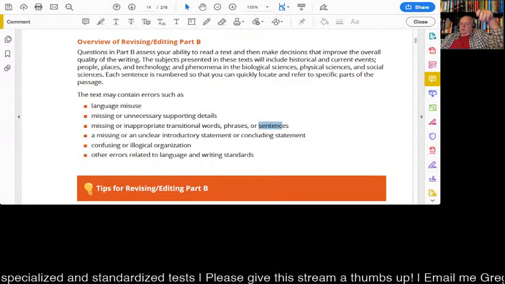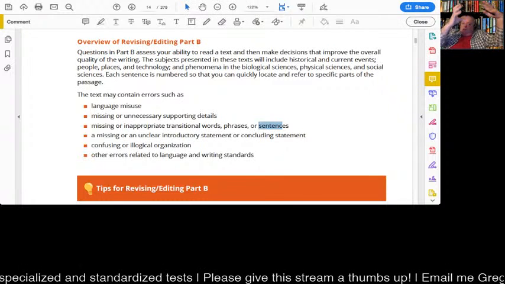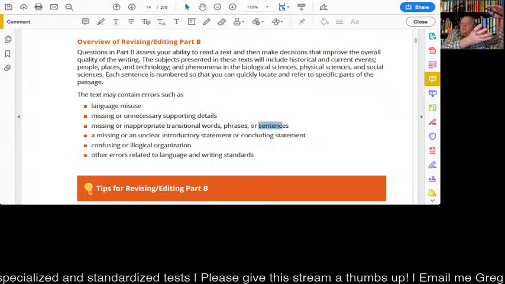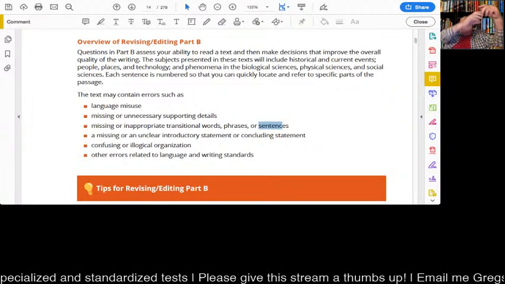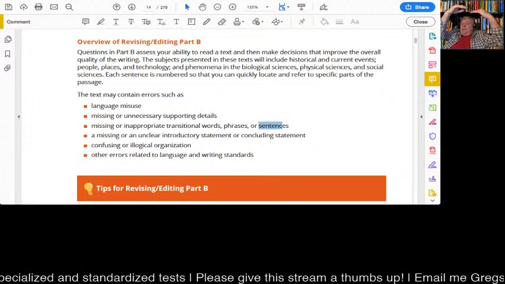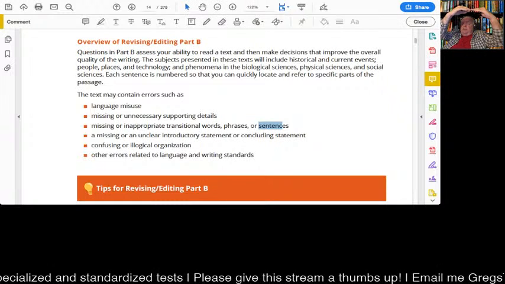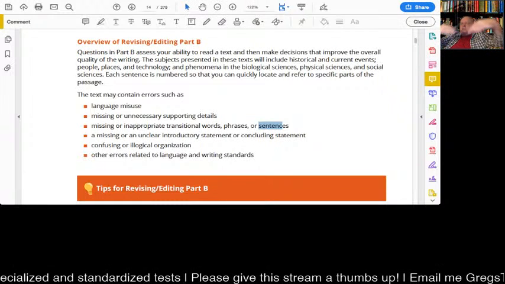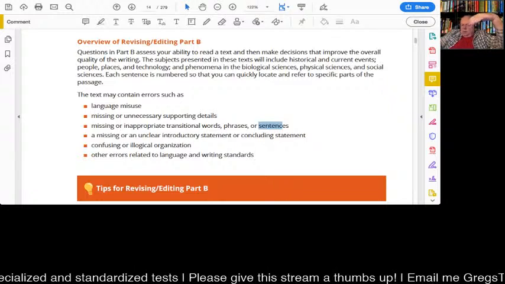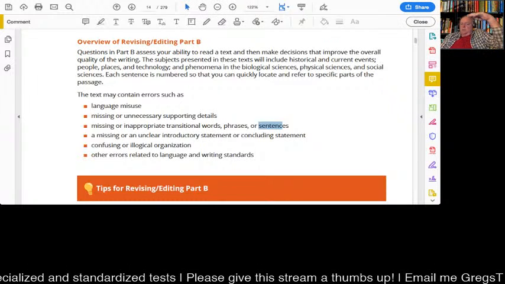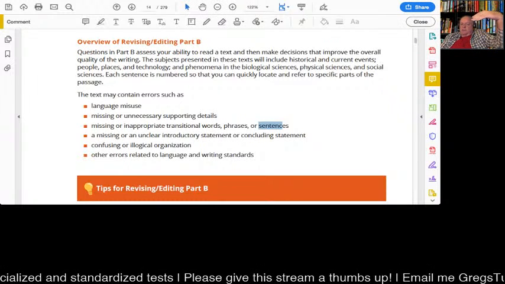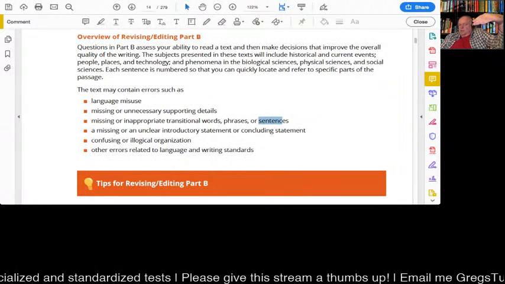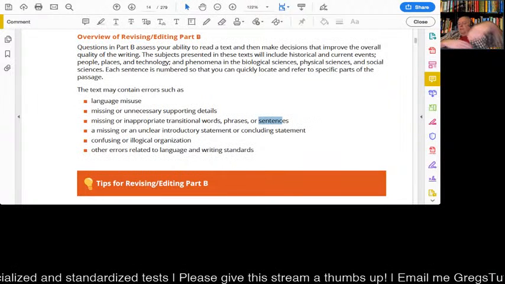So in part A, it was really more grammatically focused. Now we're shifting away from the syntax, like if there's a missing comma or something like that. Now it's about missing thoughts and missing words and missing phrases or missing sentences, okay? So it's more semantic. It's more about the conceptualization on this part. So all this is part of proofreading, if you will.